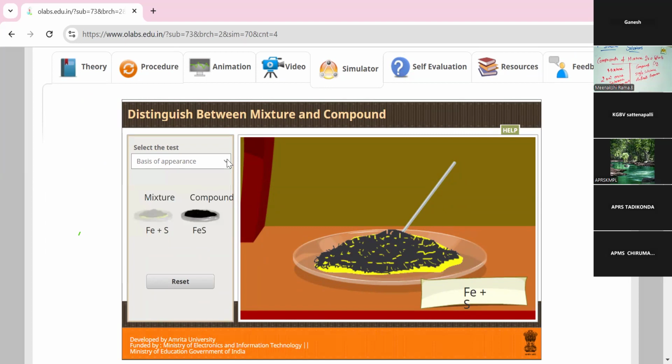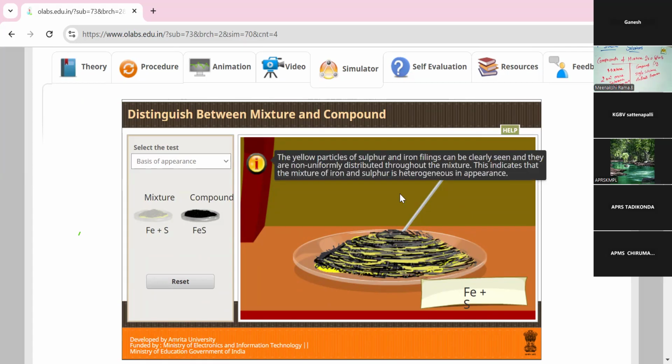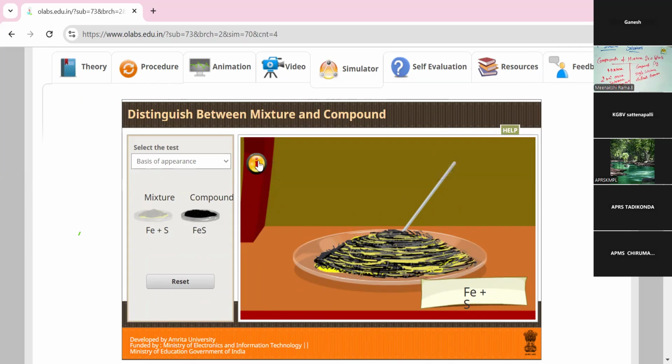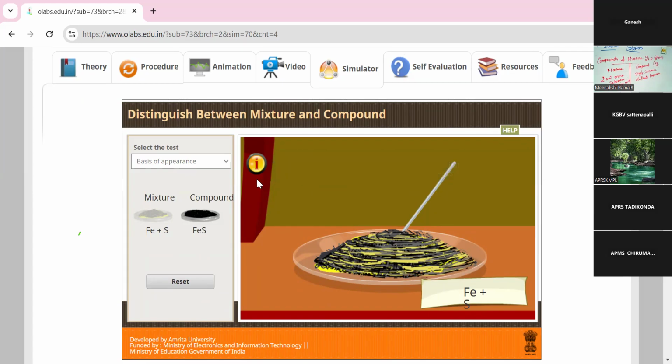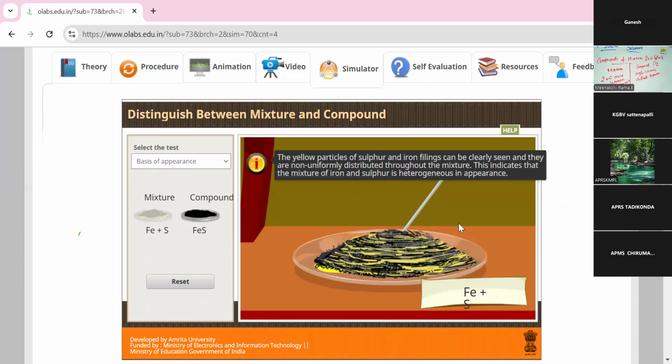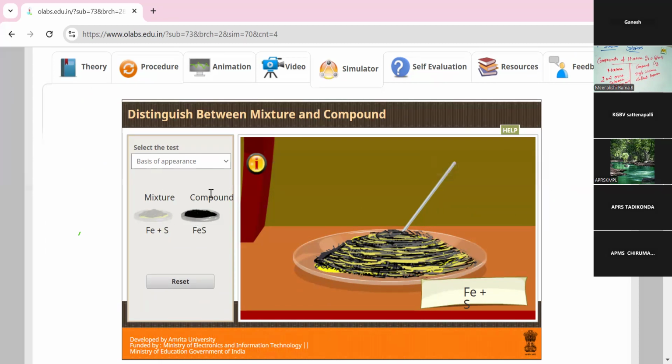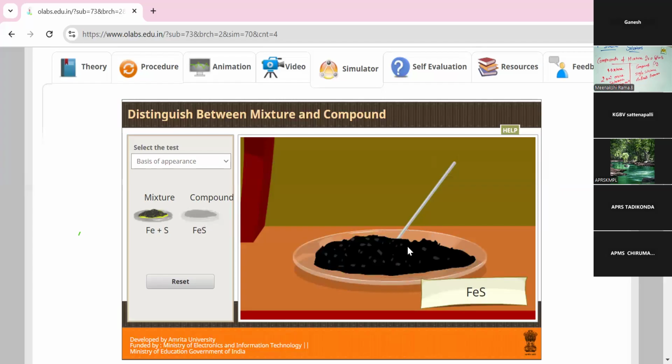First one is the basis of appearance. This mixture contains Fe and S, iron and sulfur. First, I'm going to mix the material. How is it? Wow, completely mixed. The yellow sulfur particles and iron filings are clearly seen, non-uniformly distributed throughout the mixture. So this indicates that the mixture of iron and sulfur has a heterogeneous appearance. Okay. Next one is compound. FeS. This is the compound example.